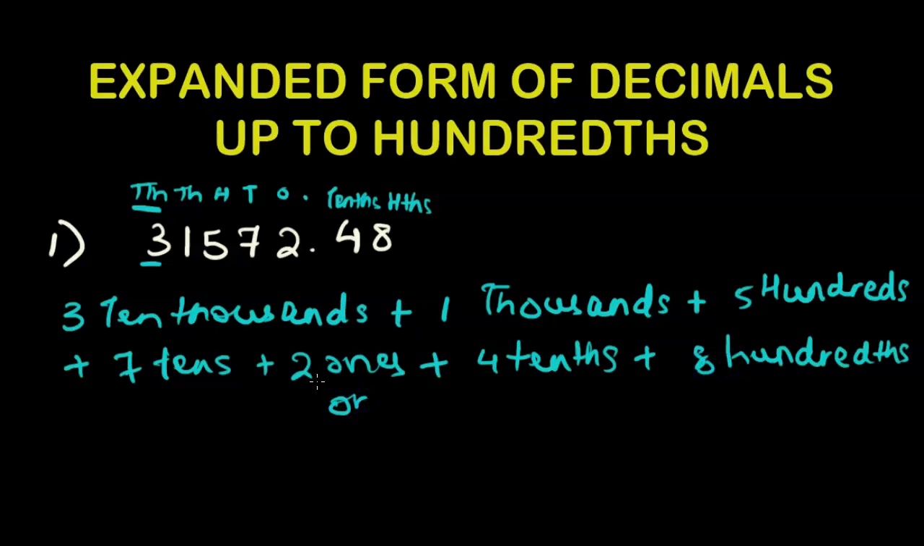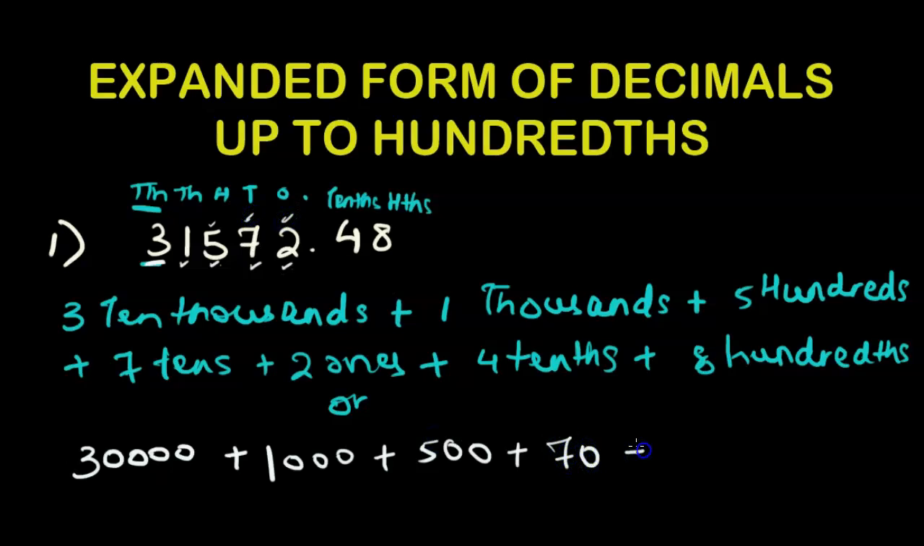We can also write expanded form in numbers, that is with zeros. So we write 3 with how many zeros is equal to the number of places after 3 before the decimal. We are not going to take decimal places. So 1, 2, 3, 4 zeros. Next is 1 with 1, 2, 3 zeros. Next is 5 with 2 zeros. Next is 7 with 1 zero. Next is 2 with no zero.